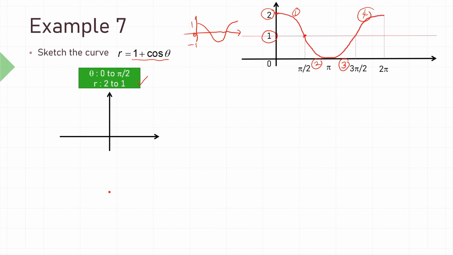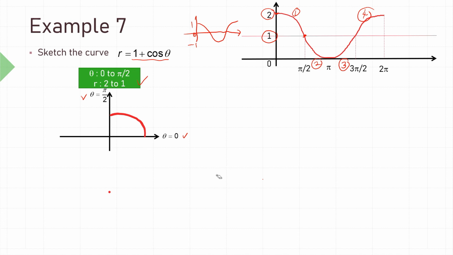So how to draw? We have to identify the theta which is 0 and also pi over 2. From this axis, we have theta equal to 0 over here, and theta equal to pi over 2 over here. To draw it, we know that from 0 until pi over 2, r goes from 2 until 1. So 2 is here, and 1 is here, so it will be something like that. So we will have this curve.